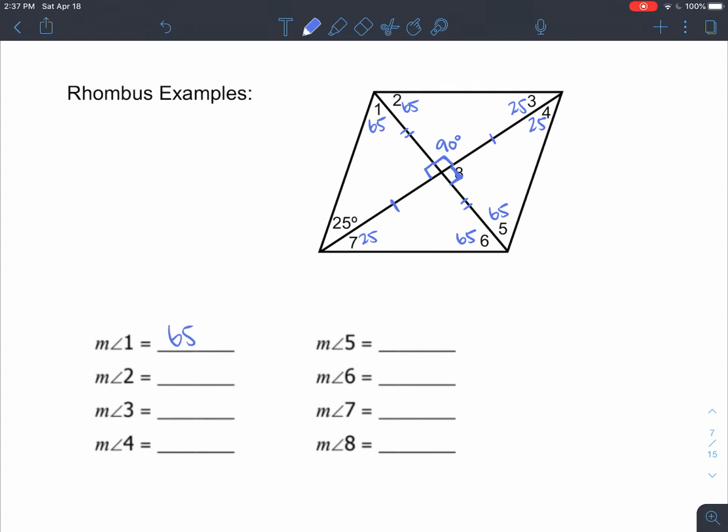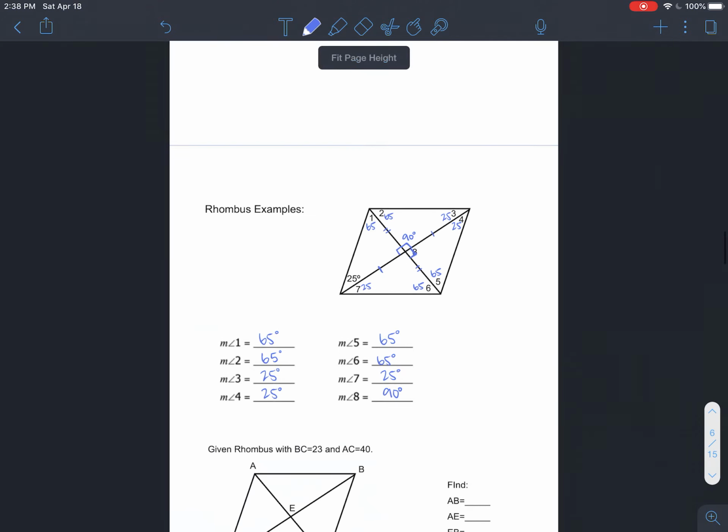So angle 1 will have a measure of 65, so will angle 2. Angle 3 and 4 will both be 25 degrees. Angle 5 and 6 will be 65, and 7 will be 25, and 8 is our 90.